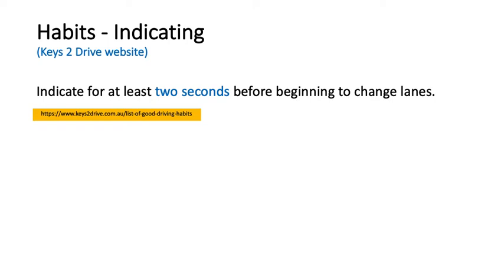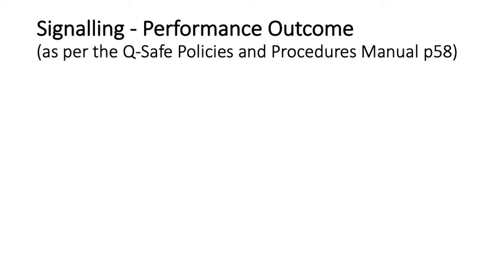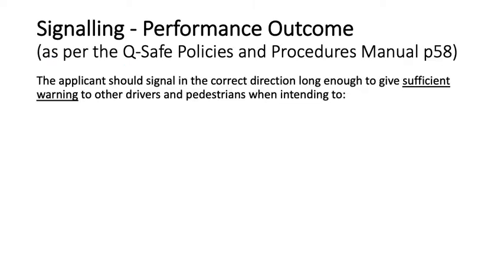Now, I'll hasten to add that that information, which is from the Keys to Drive website, we need to contrast with our state information for the performance outcome of signalling as per the QSafe Policies and Procedures Manual, page 58. So if you're training a learner who will be taking a driving test in Queensland, this is the performance outcome that you need to refer to.